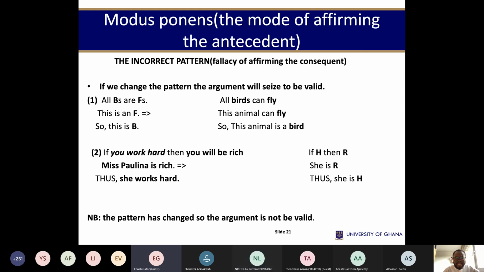If you work hard, this is the argument. This is the condition we've put up. If you work hard, then you will be rich. Now, it means that if you satisfy the antecedent, then the conclusion will follow or the consequence will follow. You have not satisfied the antecedent, yet you've met the conclusion. Once you've met the conclusion, it does not mean that you followed the right channel. It could be that she used many ways to be rich.